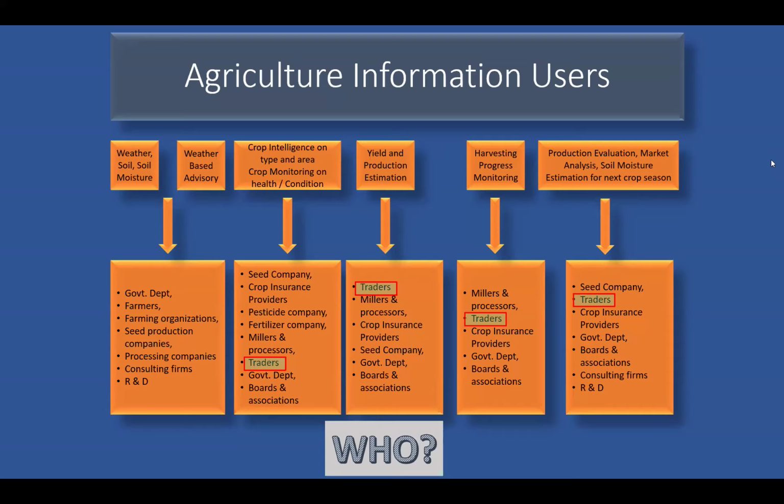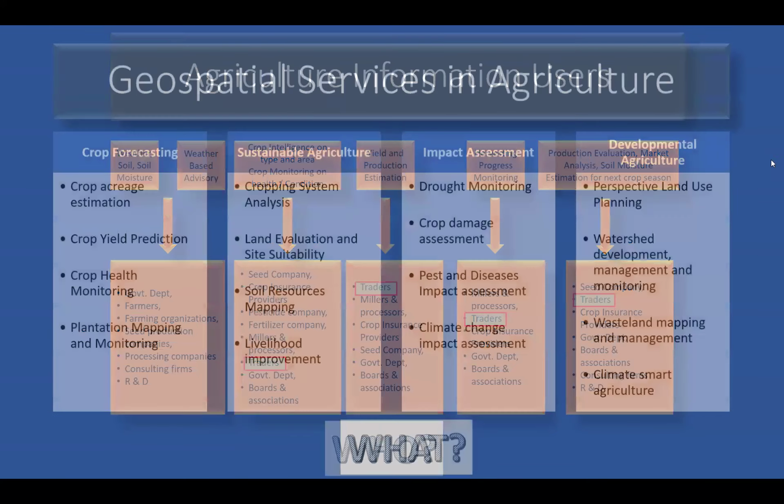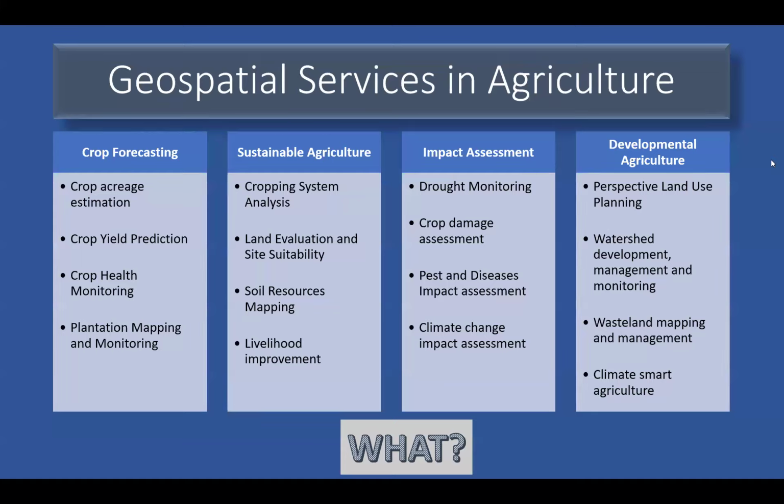So this is how every business needs it, and insurance people need it in their own way: where the crop is grown, how much of the crop is grown, what kind of event has happened, how much damage has happened, what the intensity of damage is, what the extent of damage is. So this can be done. Geospatial technology can solve all these problems, whether it's crop forecasting related information like crop acreage, crop yield prediction, health monitoring, mapping and monitoring of plantations, differentiating between crop and plantations.